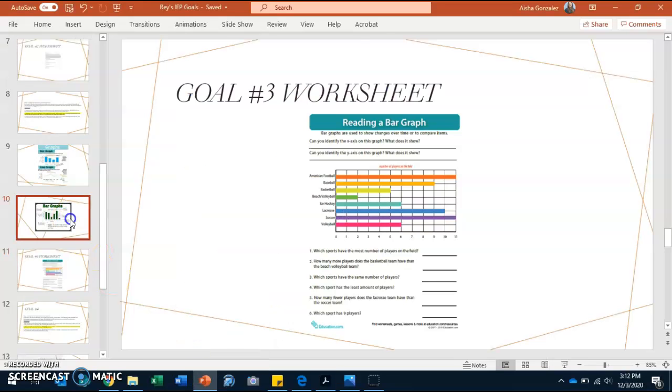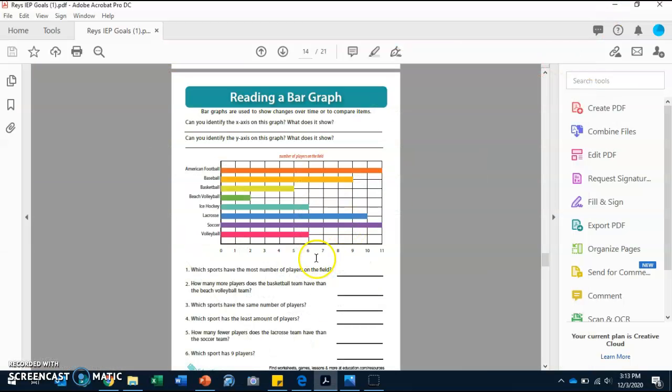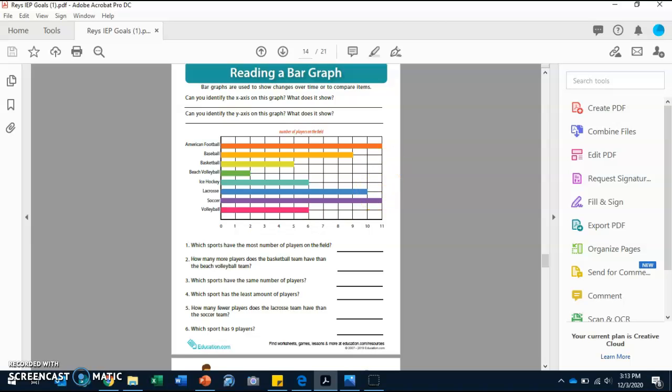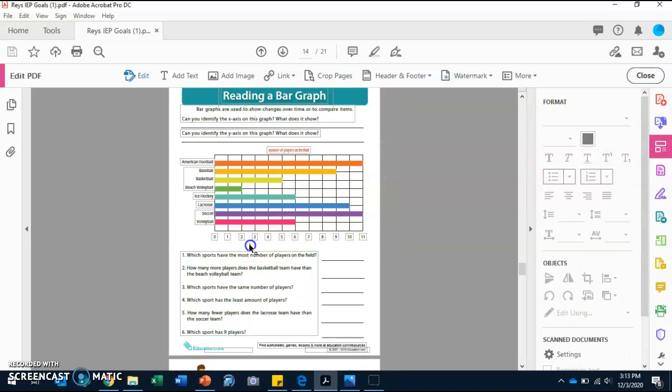We can go back and look at the bar graph right here. And it is telling us that the bottom is giving us the x-axis. So here we can put x-axis.